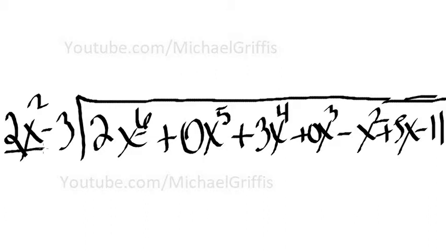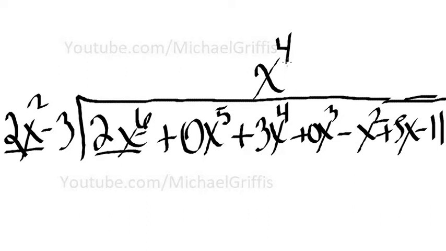We have 2x squared going into 2x to the 6th. So remember, we write 2x to the 6th over 2x squared. That's going to reduce down to x to the 4th. Yeah, that should reduce down to x to the 4th. We'll write that right here. x to the 4th. Okay.